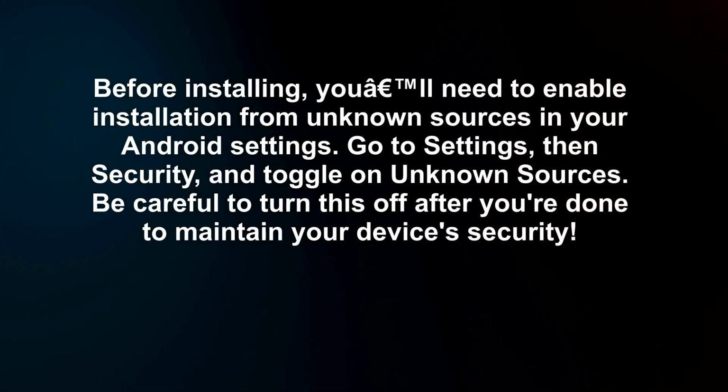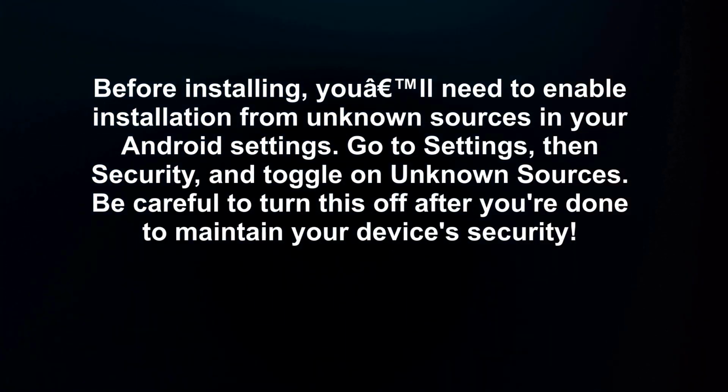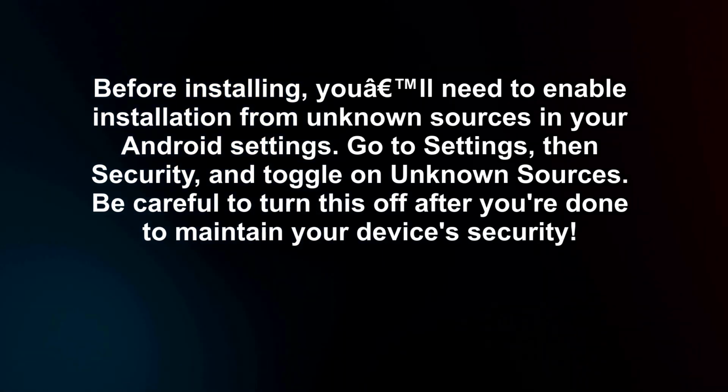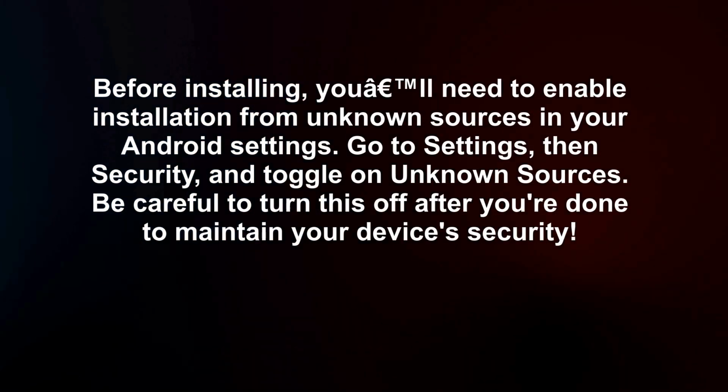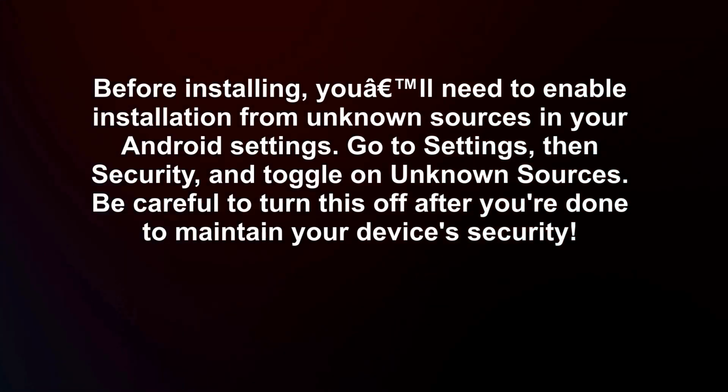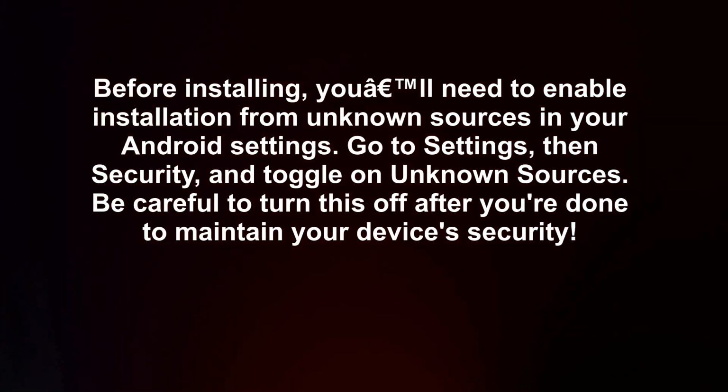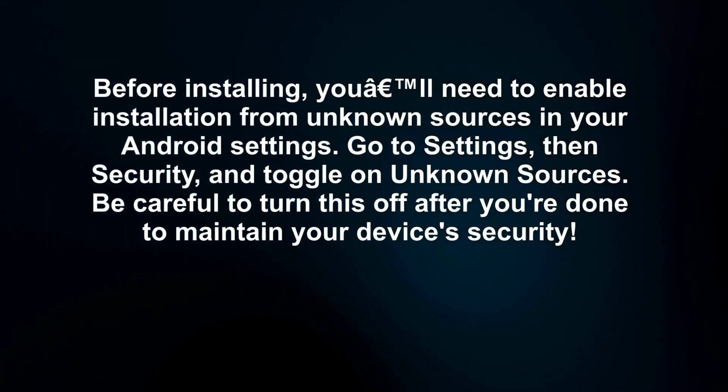Before installing, you need to enable installation from unknown sources in your Android settings. Go to Settings, then Security, and toggle on Unknown Sources. Be careful to turn this off after you're done to maintain your device's security.